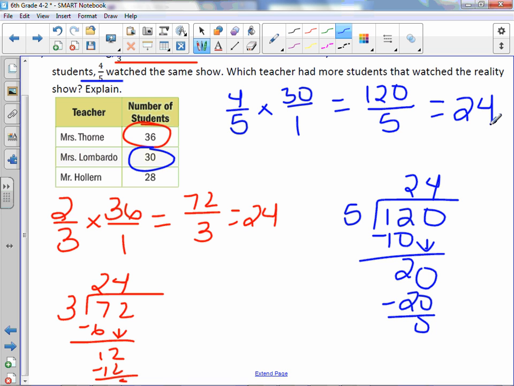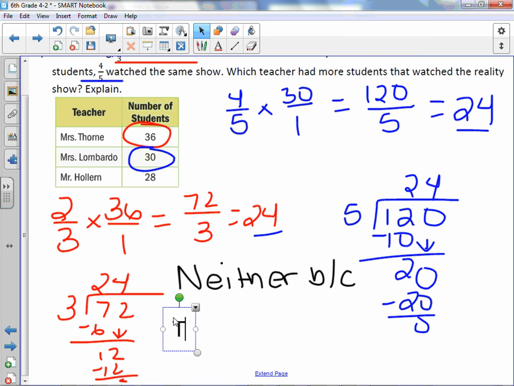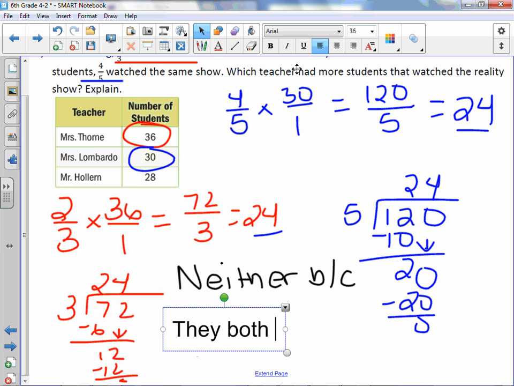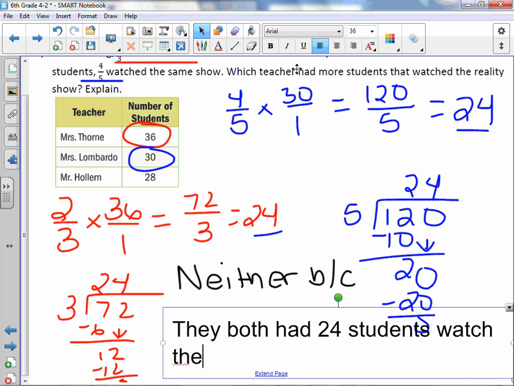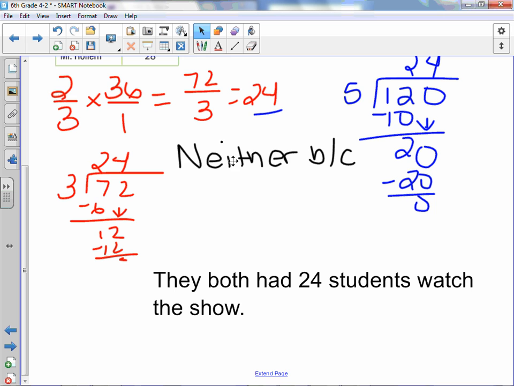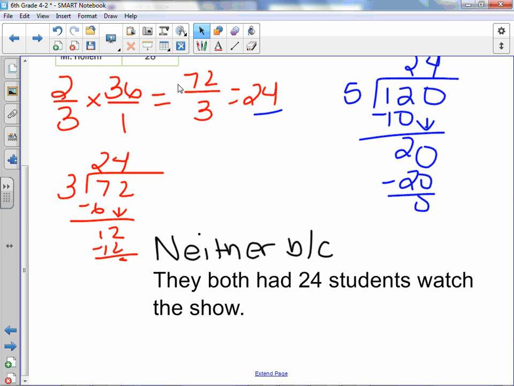So which teacher had more students that watched the reality show? Well, they both had 24 students, so the answer would be neither. And it says to explain. Neither because they both had 24 students watch the show. So right here is your answer.